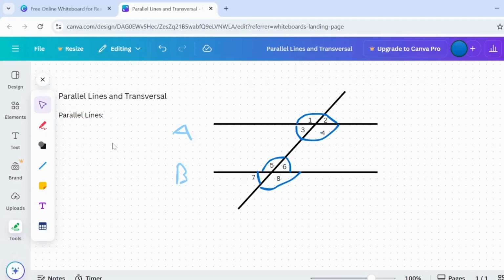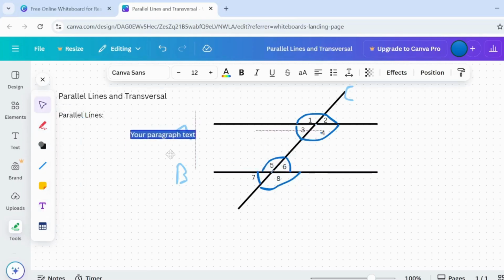Next is a transversal. A transversal is basically a line which intersects two parallel lines at two distinct points. So let's say this is the transversal named C. This C is the transversal which intersects A and B at these points. So it intersects them at distinct points. So this is called a transversal. I hope you understood the meaning of a transversal.